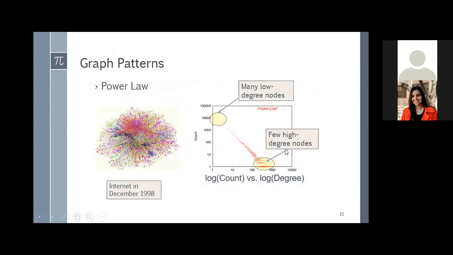few high degree nodes. Sorry, I reversed it, but okay, so many low degree nodes and few high degree nodes. That we have very few popular people. We might have very few popular hubs, transportation hubs, but there are many small airports, many small bus stations, and so on. Okay, so this is the natural idea.